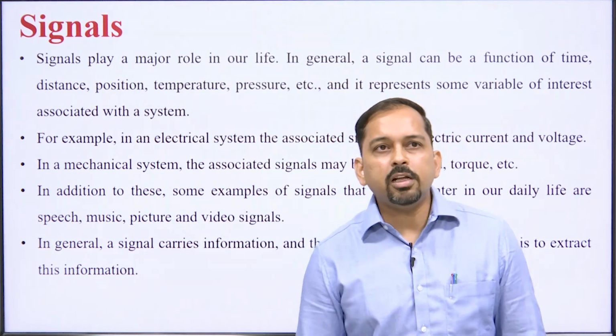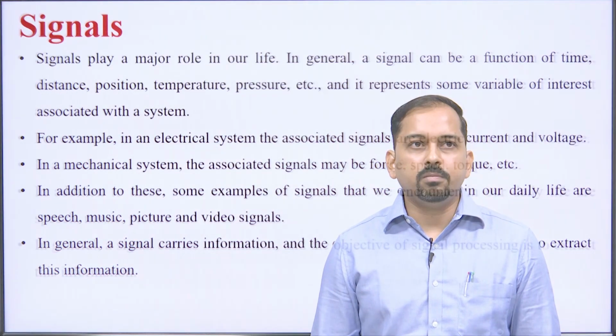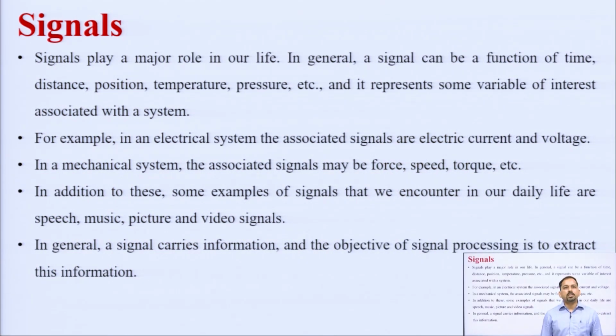So signal basically plays a very important role in our life. A signal can be a function of time, distance, position, temperature, pressure, etc. It can be represented by some variable of interest associated with it. For example, in an electrical system we have the signals, either the current signal or the voltage signals. In a mechanical system, the signals are known as the force, speed, torque, etc. In addition to these, some examples of signals that we encounter in our daily lives are the speech signals, the music, pictures, the video signals.